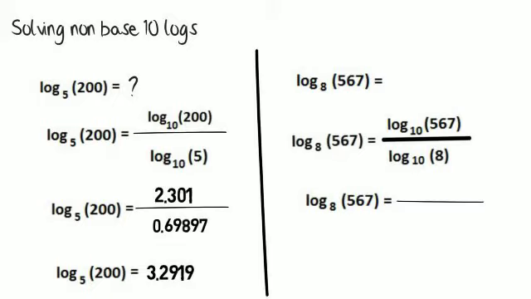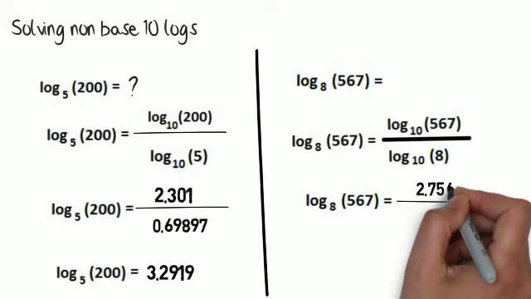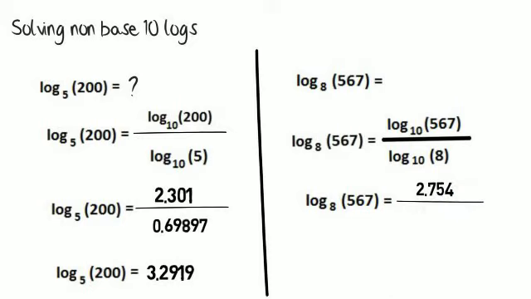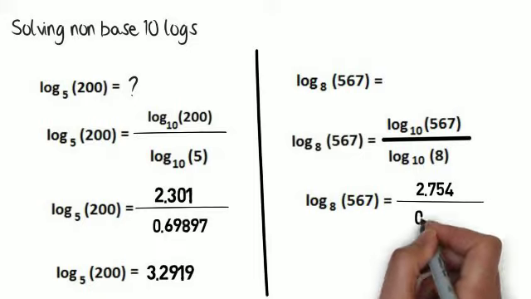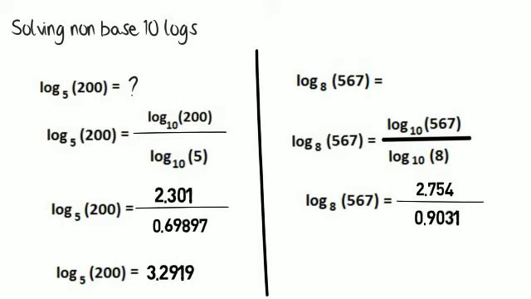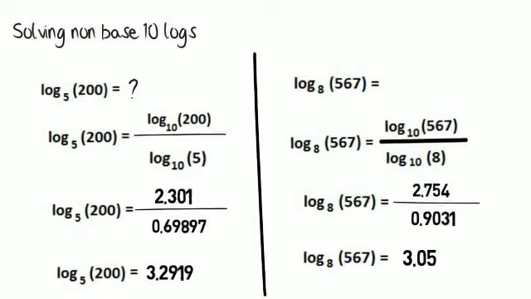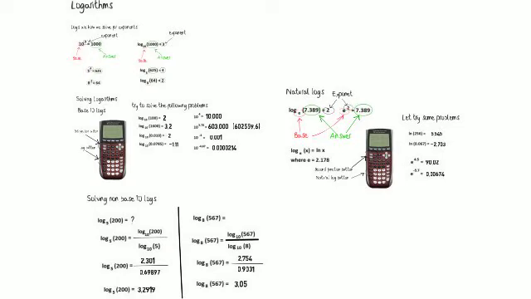We set that up, and now we evaluate the numerator and the denominator, and we get 2.754 in the numerator and 0.903 in the denominator. We solve that, and we get 3.05. So the log base 8 of 567 is 3.05, or another way of saying that is 8 to the 3.05 power would equal 567.